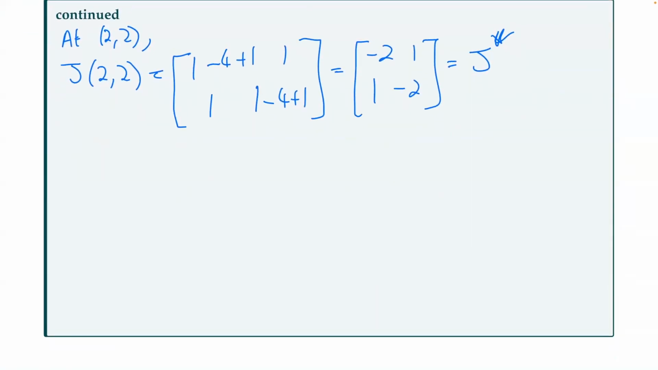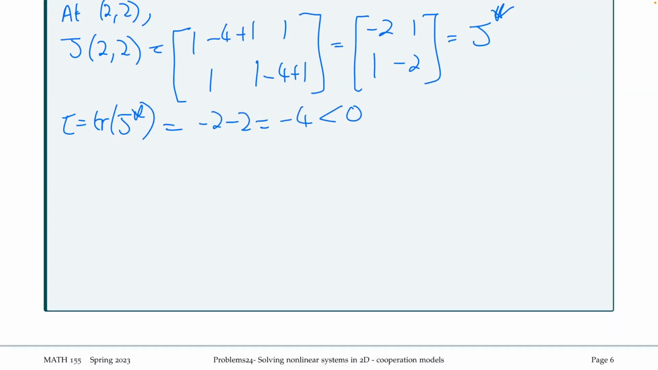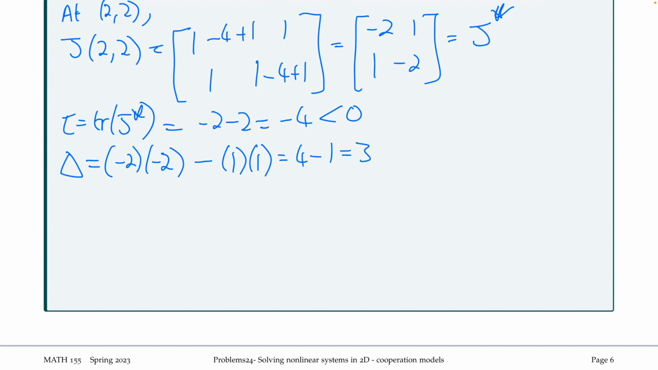We can't just read off our eigenvalues straight away in this case. We have to work out our trace and determinant, or we have to calculate our eigenvalues. The trace and the determinant are easiest to work with. So here our trace is going to be -2 minus 2, which is -4. Our determinant is going to be -2 times -2 minus 1 times 1. 4 minus 1 is equal to 3.